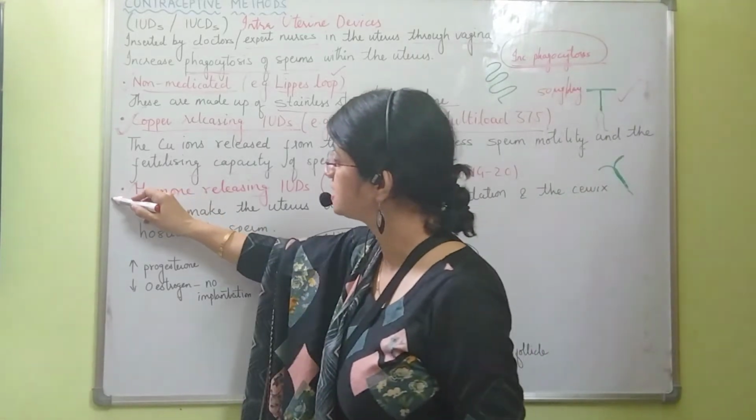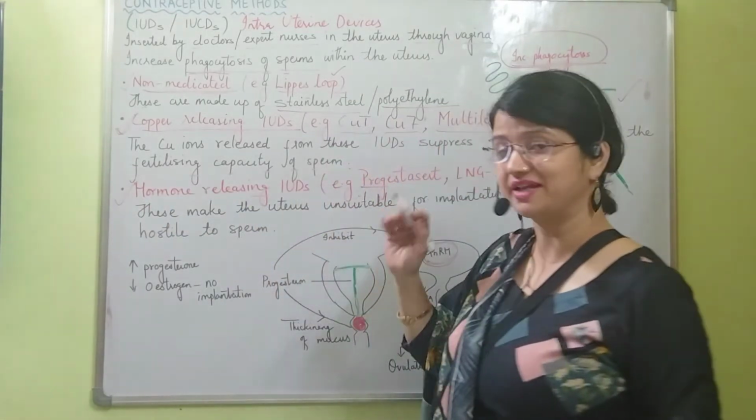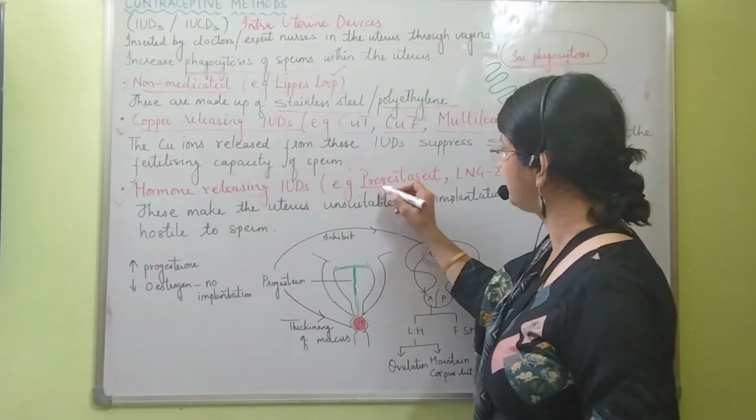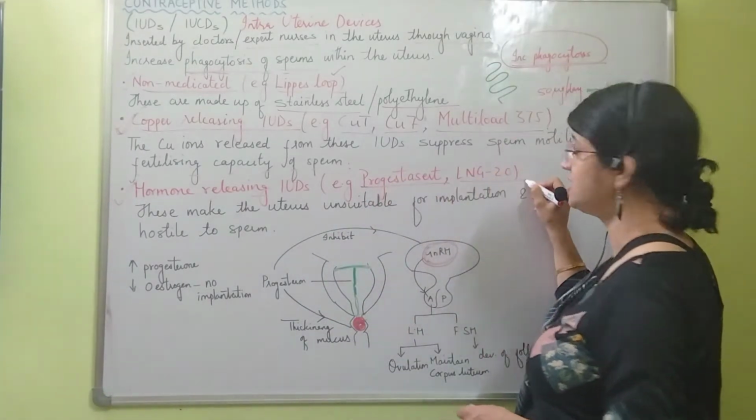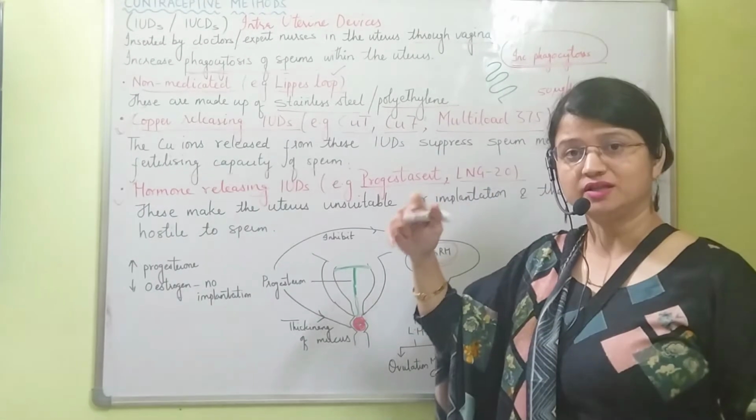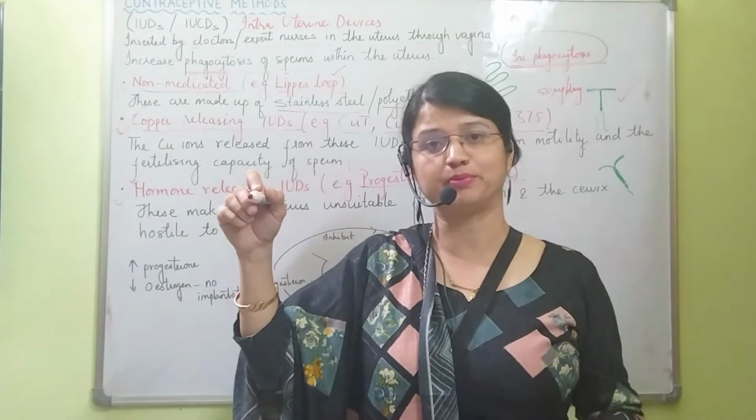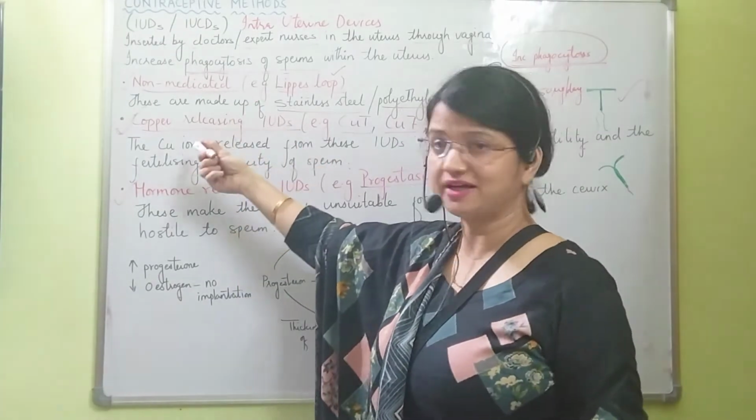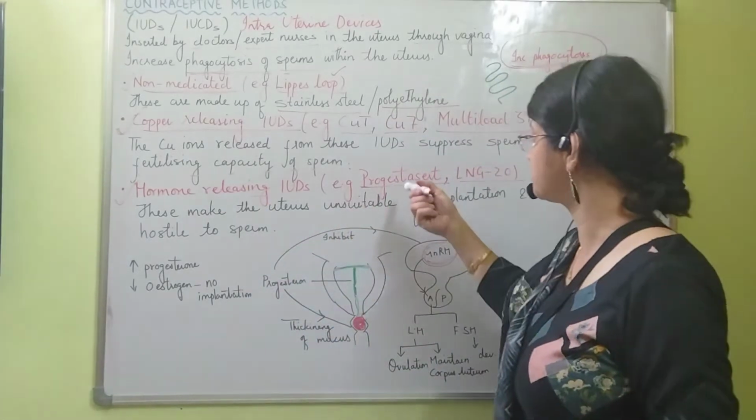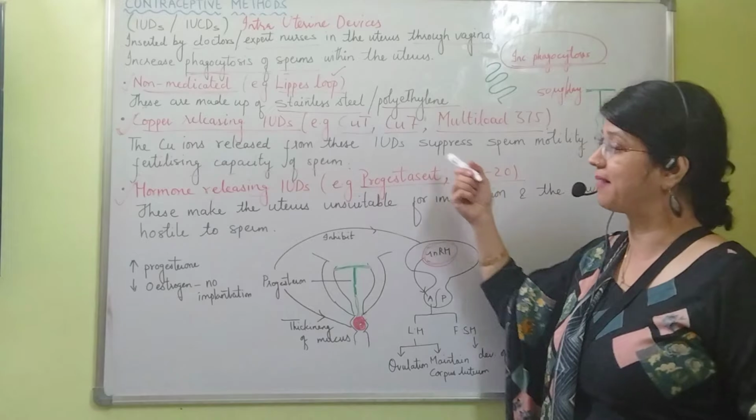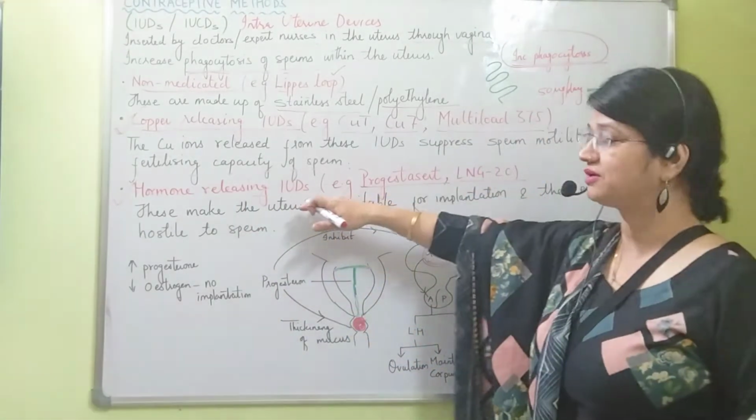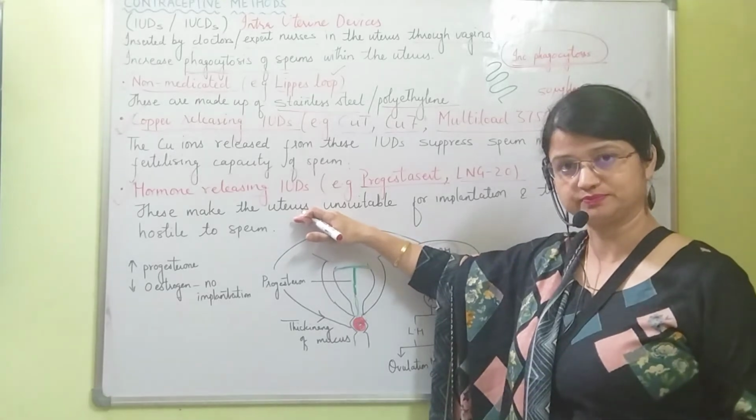The third one is the hormone releasing IUDs. The name suggests that these IUDs will release the hormone. Examples are progestasert and LNG-20. You have to remember the examples. It can come in an MCQ: LNG-20 is an example of which IUD, non-medicated, copper releasing or hormone releasing? So remember that progestasert and LNG-20 are examples of hormone releasing IUDs. Clear? They release the hormone progesterone.